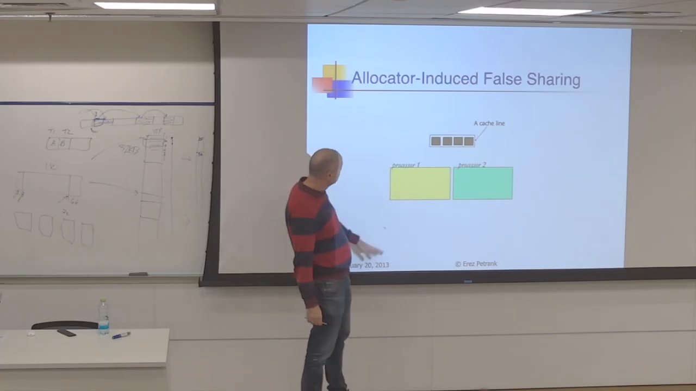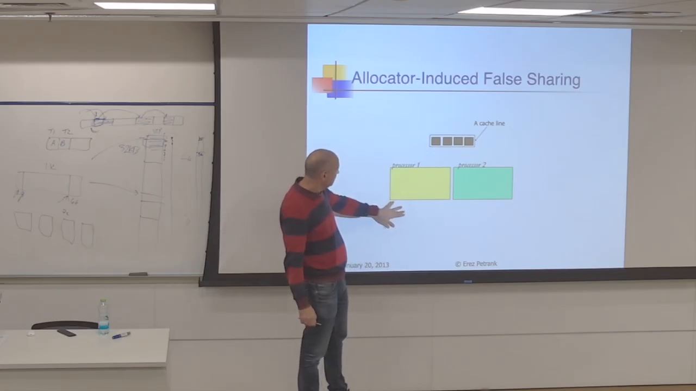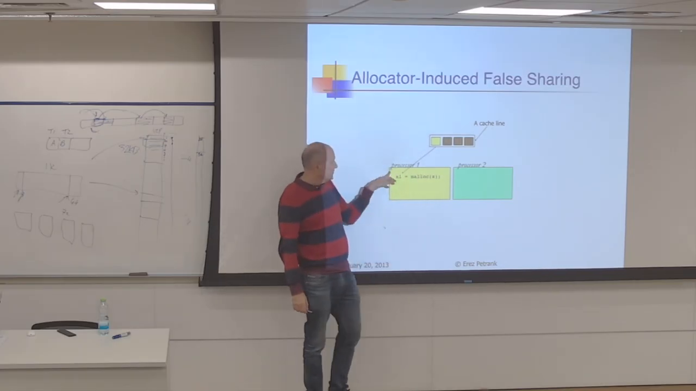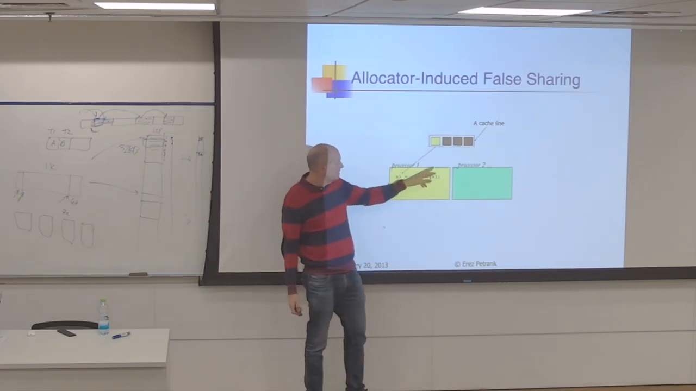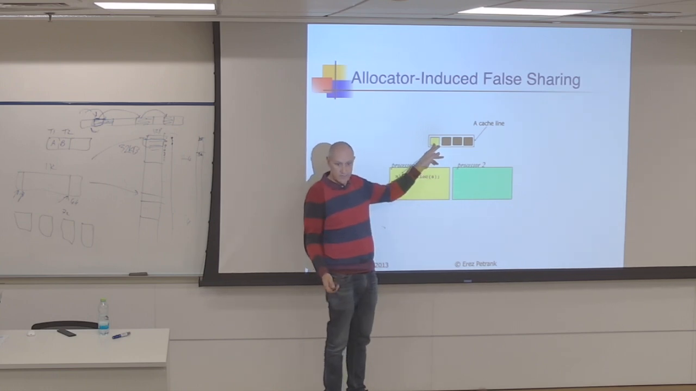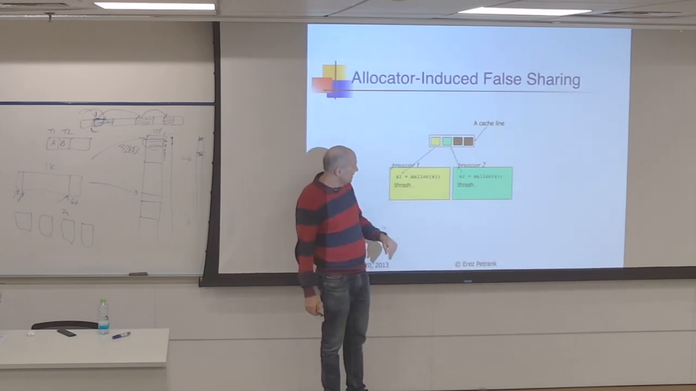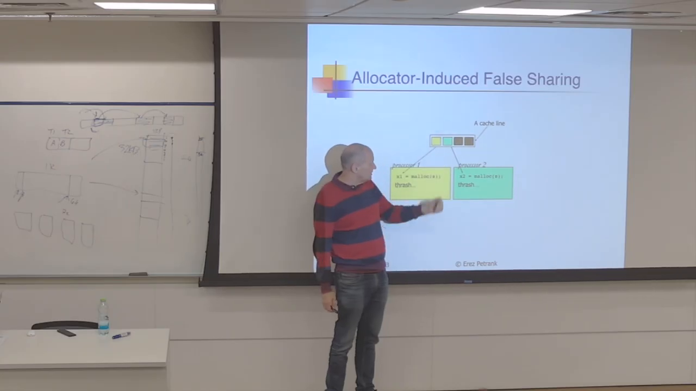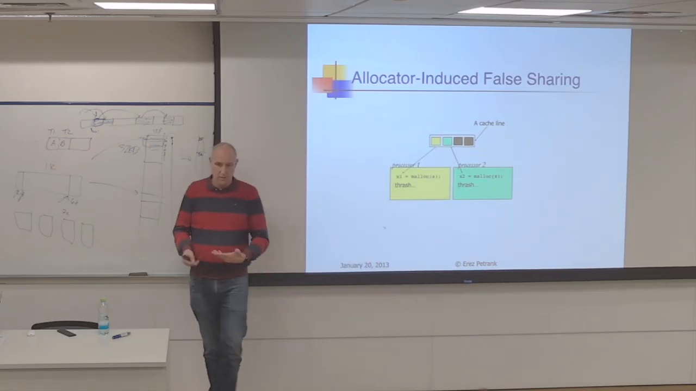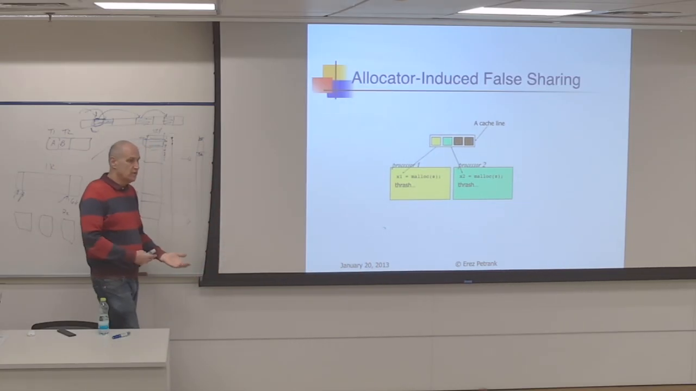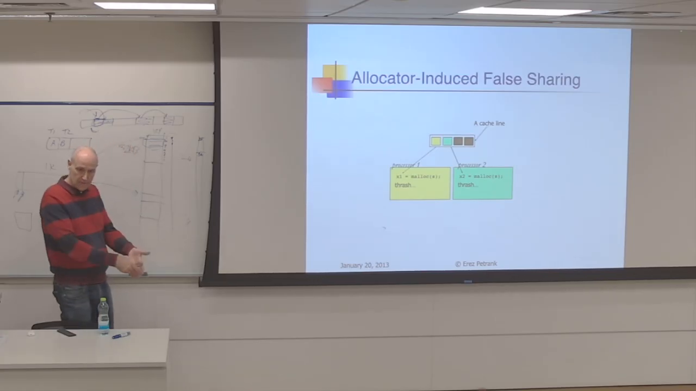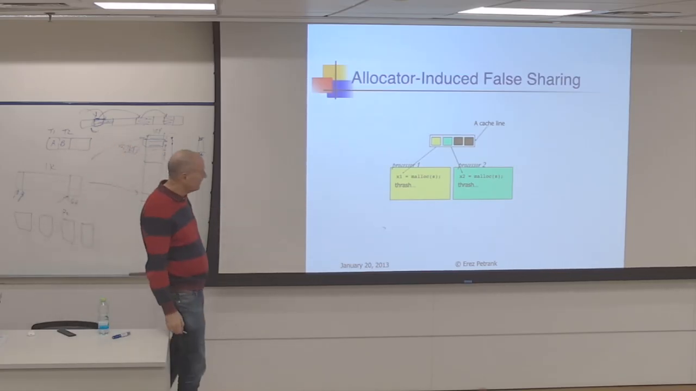These are slides I think that Emery gave me. So if processor one allocates some space, it takes this, it's yellow, we give colors to each process. And then process two allocates this, then you have thrashing when they touch it, because each of them is allocated on the same cache line.